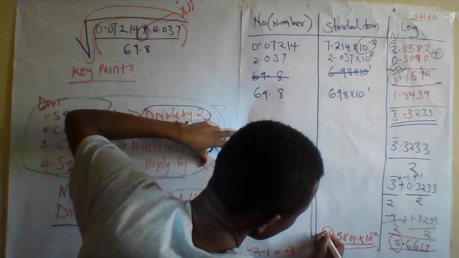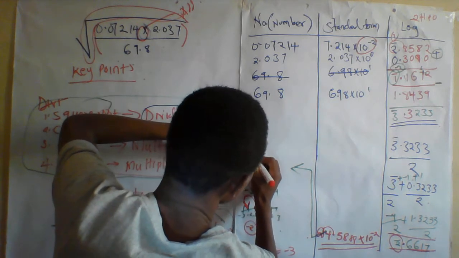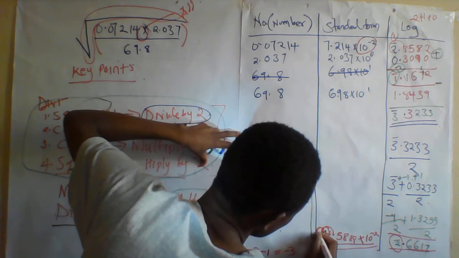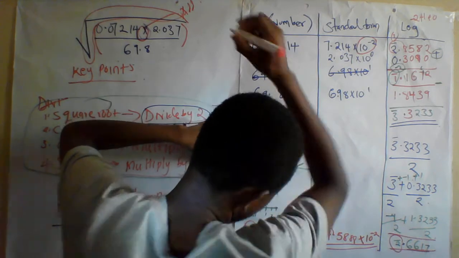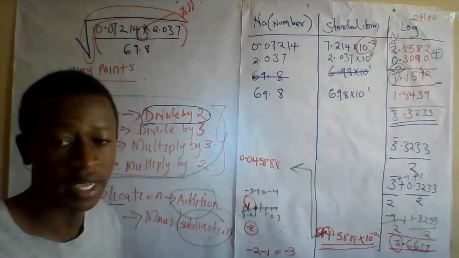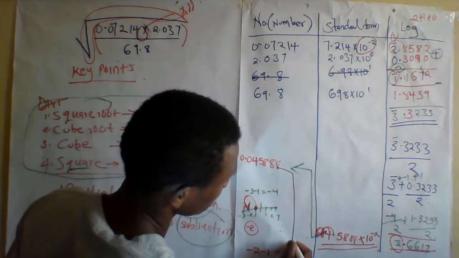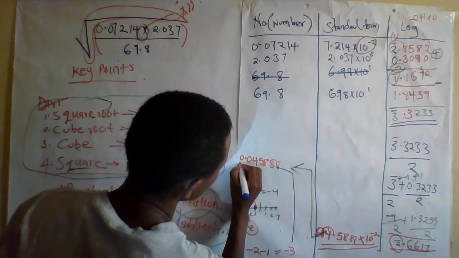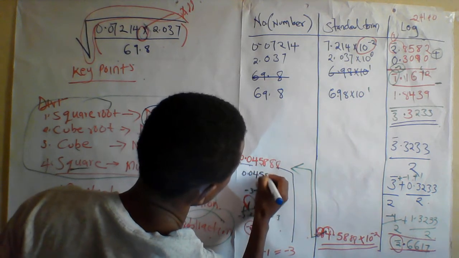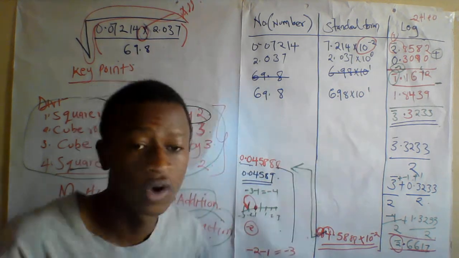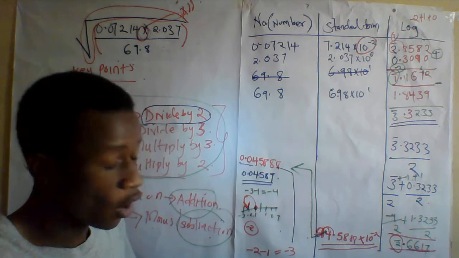So for this one, we have gone 1, 2. So it becomes 0.04588. And sometimes you may be asked to give it in 4 significant figures. So when you are given 4 significant figures, this one becomes 0.04589. So that is how you get your total marks for this one.